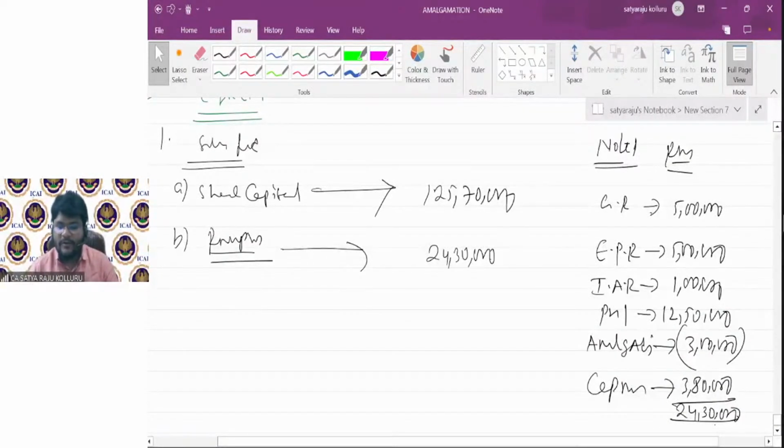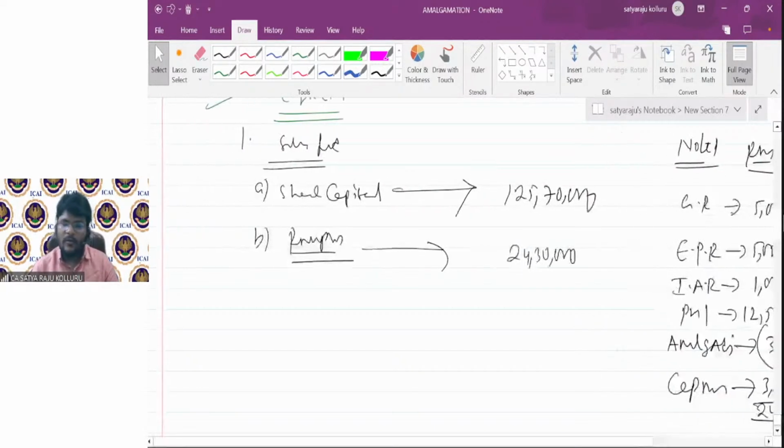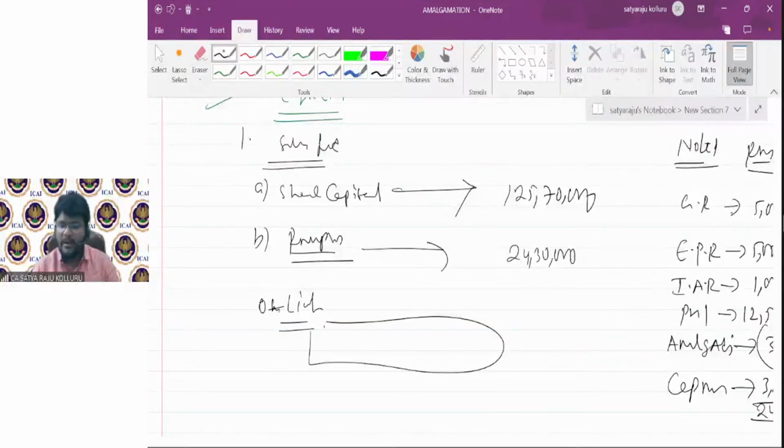Still I am waiting for your answer, guys. Now, sir, what about the other issues, sir? What about the other issues, meaning liabilities? Simple line by line addition, guys. Other liabilities, I don't want to make it present. Other liabilities, simple line by line addition.